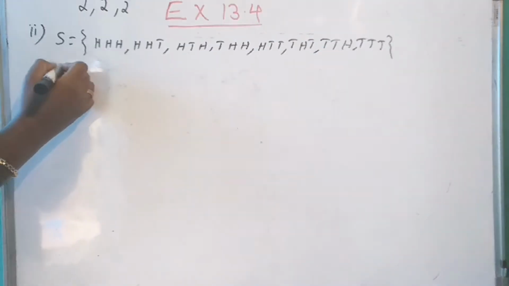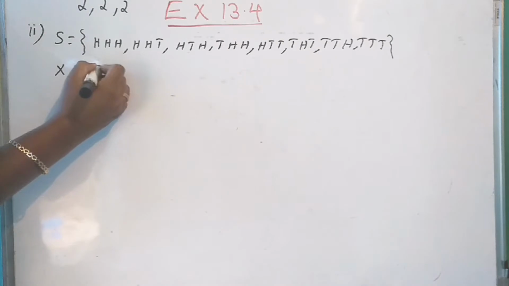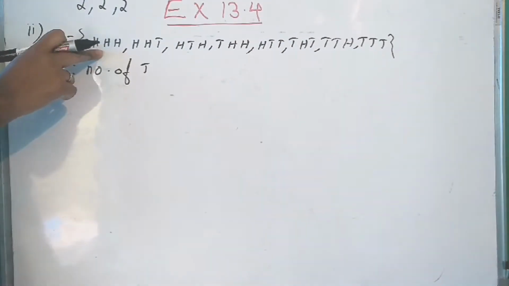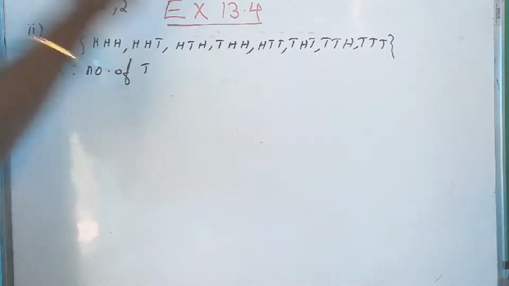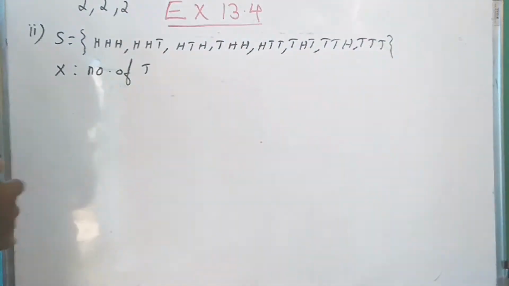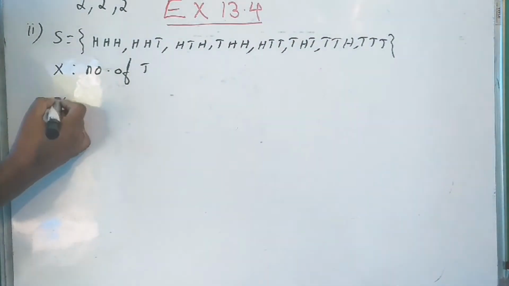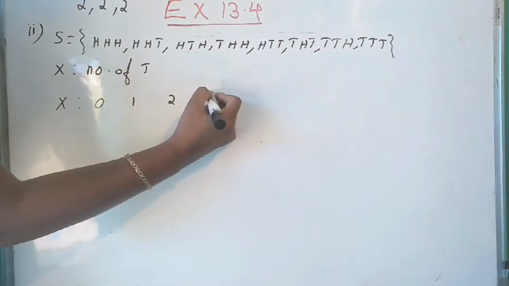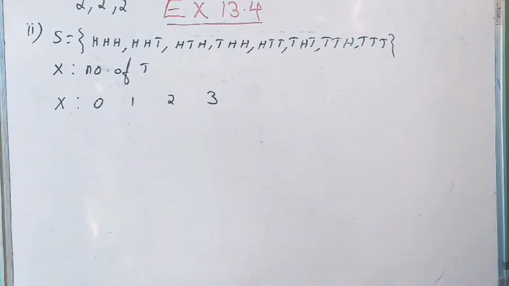Now, X in this case is the number of tails. Consider the first one: 0 tails. Then these outcomes have 1 tail each, these have 2 tails each, and the last has 3 tails. So the possible values of X are 0, 1, 2, 3. Now 0.